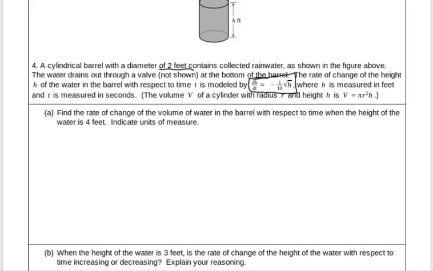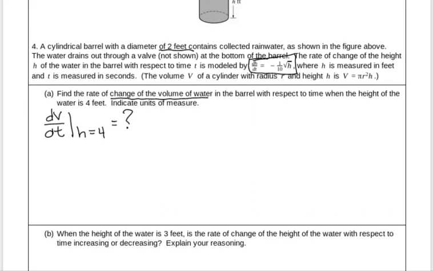In part A, it says find the rate of change of the volume with respect to time when the height is 4. So if we're looking for the change in the volume with respect to time, we're looking for dV/dt evaluated when the height is equal to 4. That's really what we're looking for overall here. There are a couple of things we have to do first.